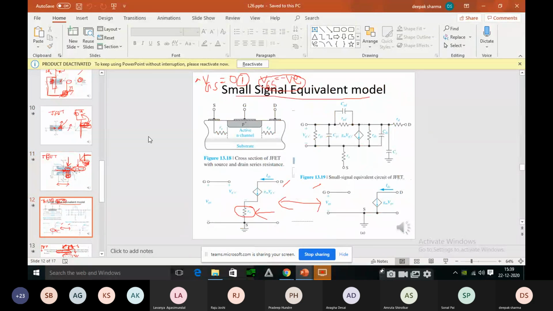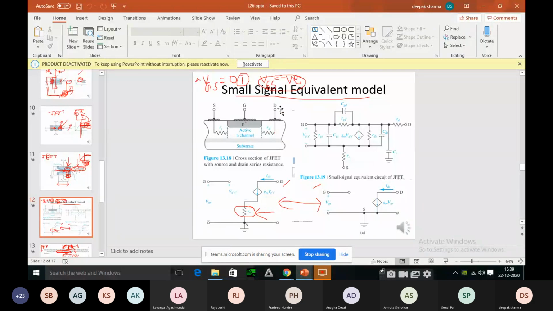This is also one of the very, very important questions: the small signal equivalent model of JFET. It will be asked for 6 marks. So you have to draw all the 4 diagrams. This is the JFET, and this is the cross section view. If you cut the JFET, then it will look like this.